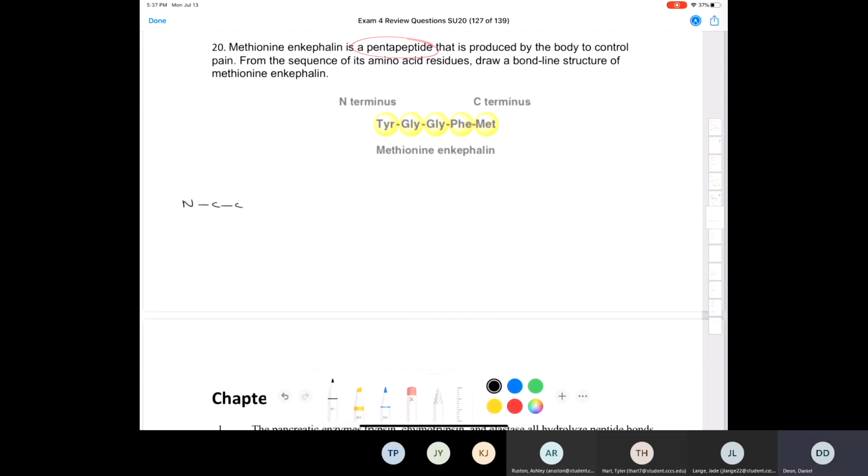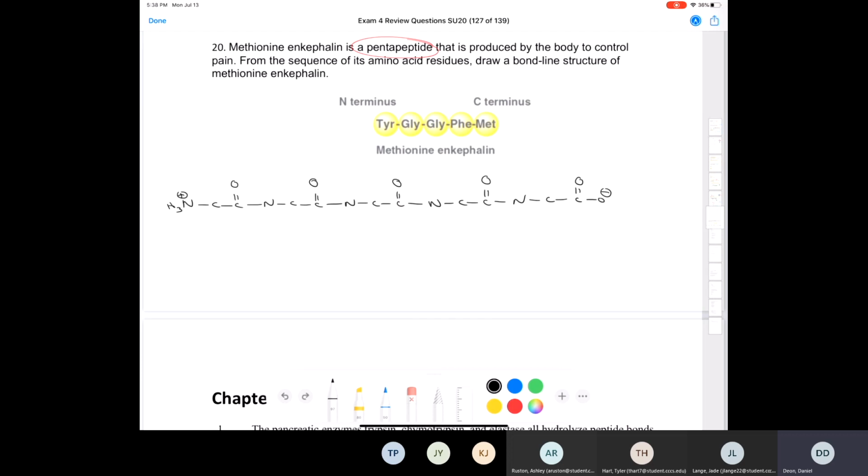So I'm going to start like this. Nitrogen, carbon, carbon. There's my first amino acid. Nitrogen, carbon, carbon. There's my second. Nitrogen, carbon, carbon. There's my third. Carbon, carbon, and nitrogen, carbon, carbon. There's my skeleton for my 5 amino acids. On the C terminus, I'm going to put my carboxylate, and on the N terminus, I'm going to put my ammonium. Next step is to go NC carbonyl, NC carbonyl, NC carbonyl, NC carbonyl. And the last carbonyl, of course, is part of a carboxyl.